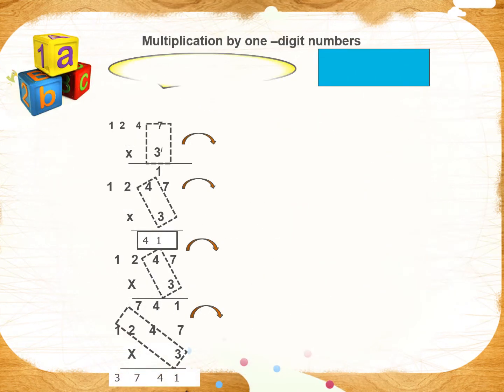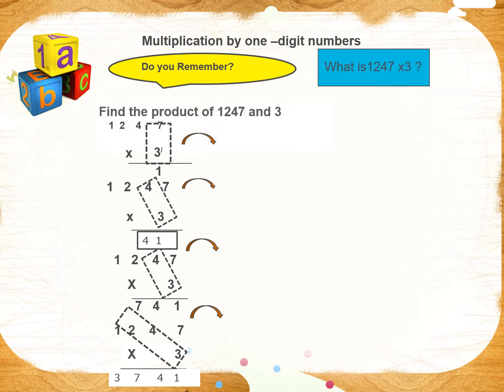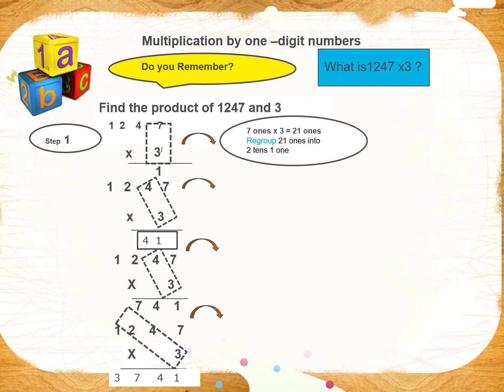Okay children, now we are going to do the next objective, multiplication by one digit numbers. Let's see the example. Find the product of 1247 and 3. What is the first step? First step, you have to take 7 ones. Then 7 ones multiplied by 3, we get 21 ones in there. And regroup 21 ones into 2 tens and 1 one. What is the next step?